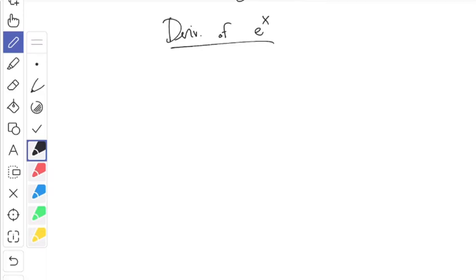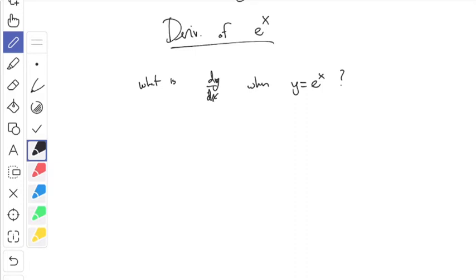e to the x, you may already know, has one of the best derivative formulas ever. The derivative of e to the x. I want to know, so what is something like dy/dx when y equals e to the x, right? This is: if I have y equals e to the x, what's the derivative of that? Now, if you don't know the answer, it's not so hard to figure this out.